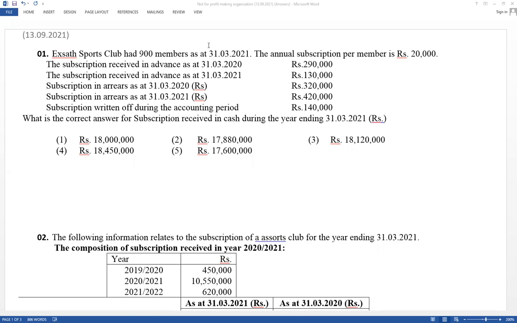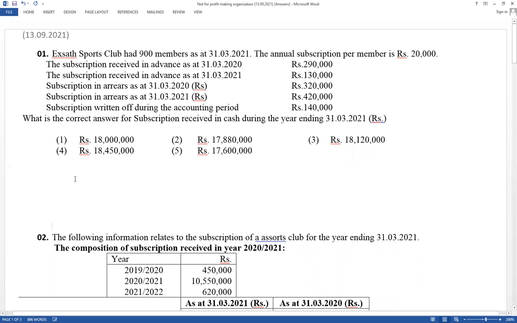Those are called subscription received in advance, a liability. There are 3 things you have to know. First one, subscription is income. Second one, subscription received in advance is a liability. And next one, subscription receivable is an asset. Therefore, there are 3 parts you have to know. Main income: subscription.